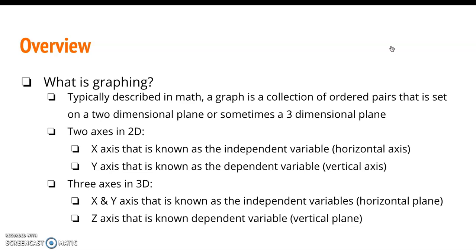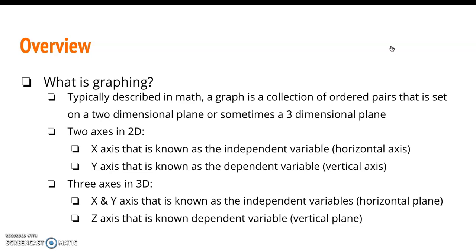Like I said, the ultimate goal of this chapter is to focus on the visuals that a graph and these methods allow us to use to support problem solving. So, what is graphing? It's typically described in math as a collection of ordered pairs set on a two-dimensional plane. Sometimes it's on a three-dimensional plane.